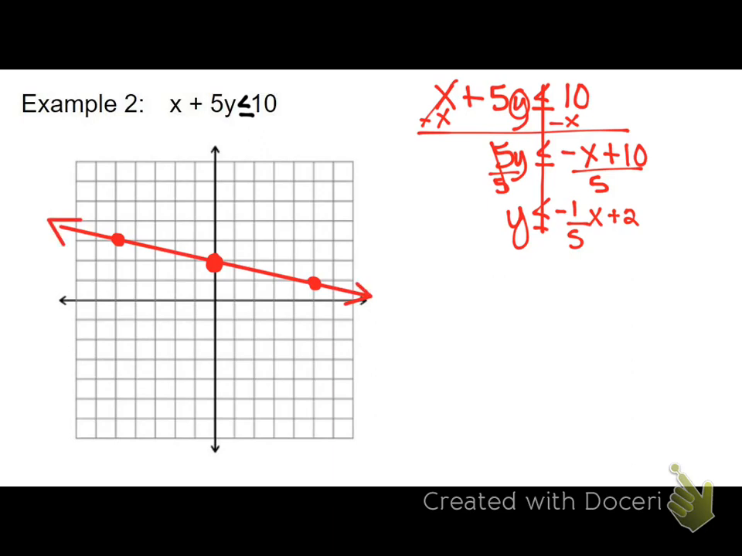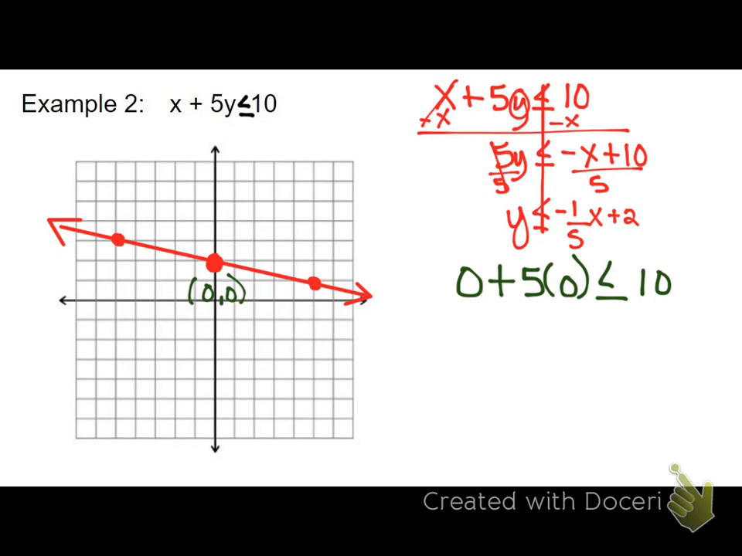From here, we need to select a test point. The test point that we're going to use is what? 0, 0. So I'm going to go ahead and write my test point in, and then I'm going to substitute to see if it works. So I go back to my original equation and I substitute what for x? 0. What do I substitute for y? 0.